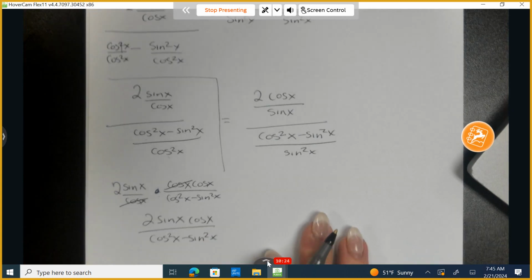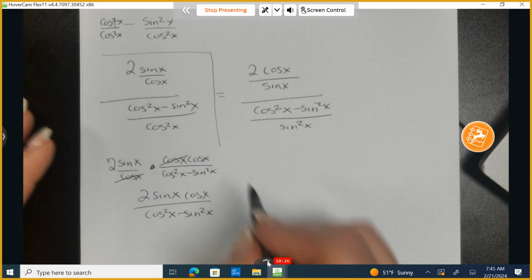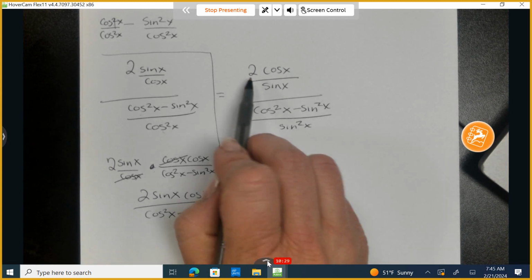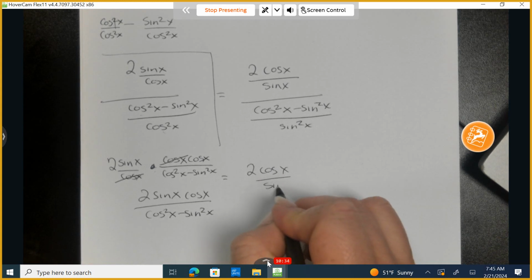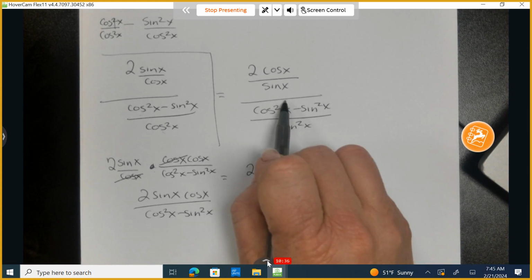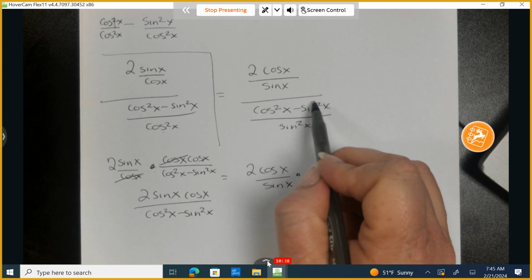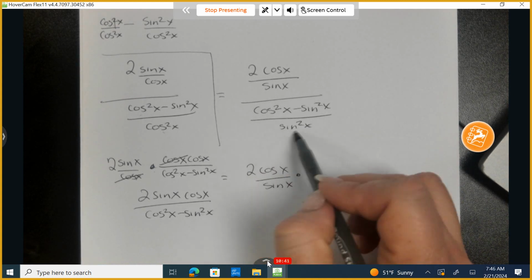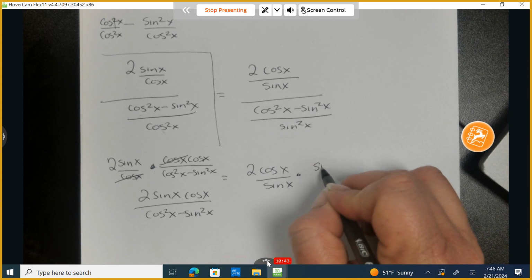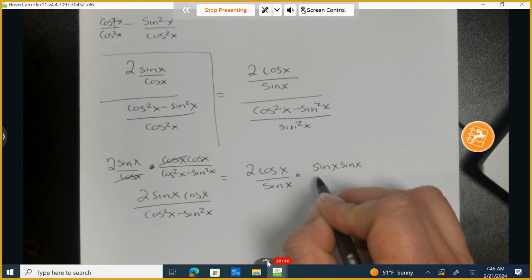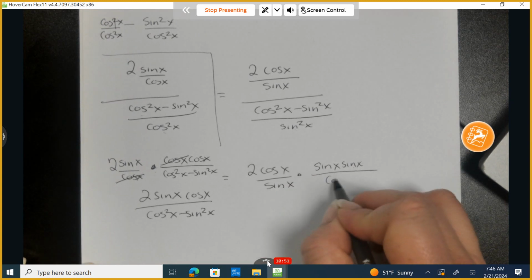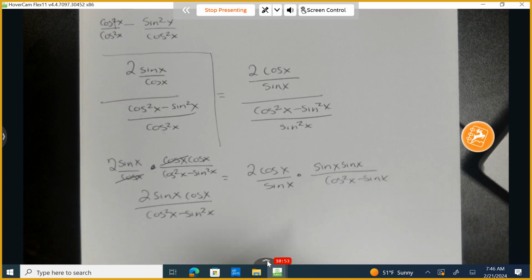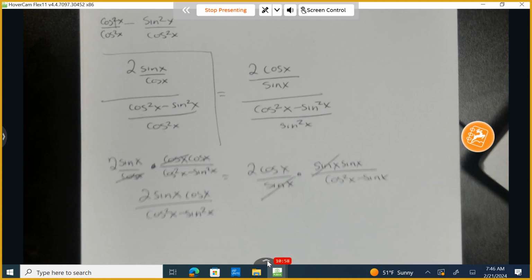Let's see what we can do with the right-hand side using the same philosophy. I'm going to write down 2 cosine of x divided by sine of x. And then I'm going to turn division into multiplying, and I'm going to take this second fraction in the denominator and flip it, or take the reciprocal. Sine squared times sine squared is sine x times sine x when I expand it. And then I have cosine squared x minus the sine squared x. Okay, what happens to one of the sines on top and one of the sines on the bottom? They're going to be reduced down.